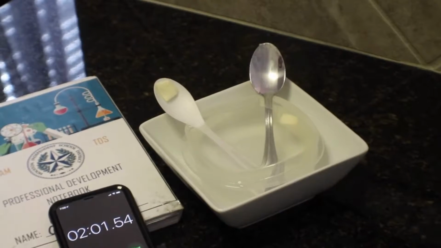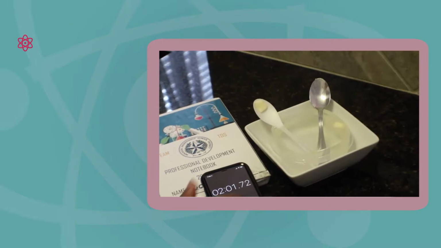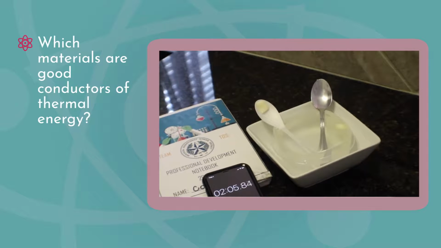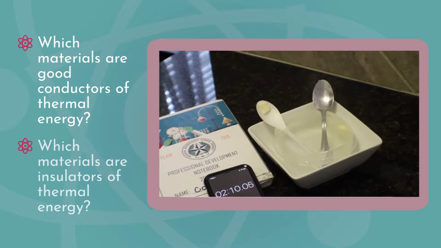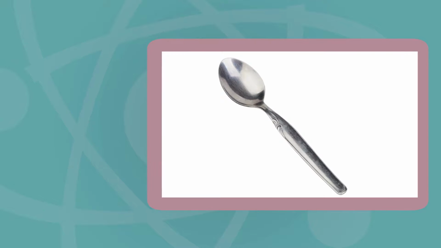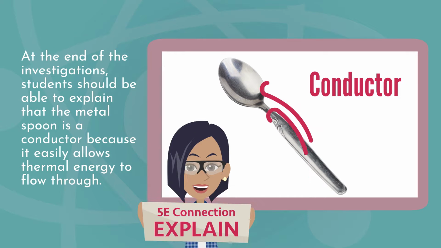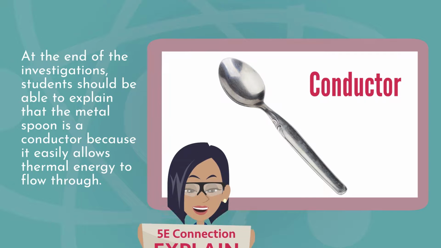It's important to allow students to have the ability to show their understanding by answering questions such as which materials are good conductors of thermal energy and which materials are insulators of thermal energy. At the end of the investigation, students should be able to explain that the metal spoon is a conductor because it easily allows thermal energy to flow through.